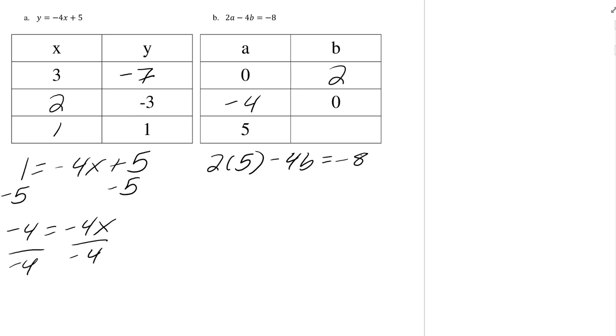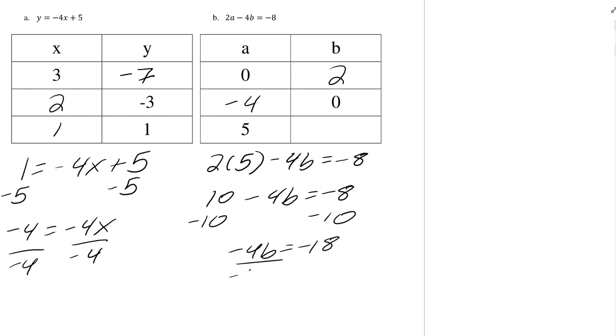Okay, so now I'm going to plug in a equals 5. Now I've actually got to go through some work to solve this. So this becomes 10 minus 4b equals negative 8. Subtract the 10. So now I get negative 4b equals negative 18. Divide both sides by negative 4. And so 18 cannot be evenly divided by negative 4. So we're just going to simplify this to 9 over 2. So not all of your answers will be beautiful whole numbers. Sometimes that'll happen. It's no big deal.